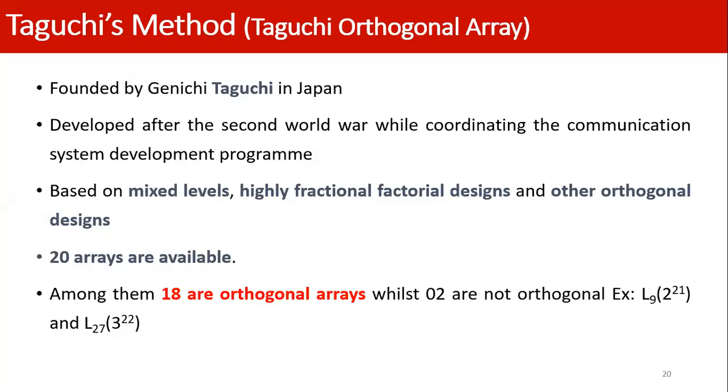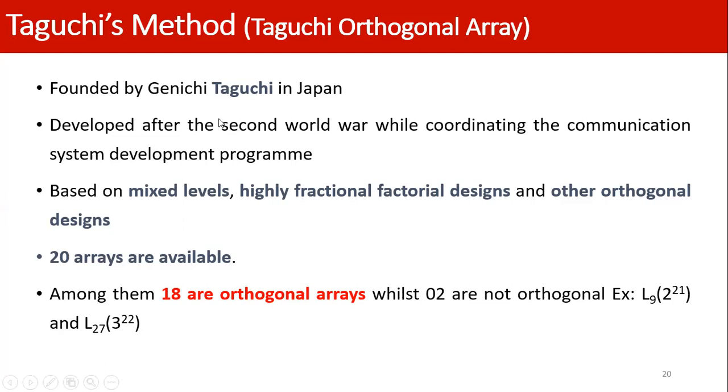And the applications and advantages we discussed. And Taguchi's design, actually he is a researcher and he found this design, Taguchi's design. The orthogonal designs and Taguchi's designs are different. Taguchi's design was found by Taguchi when he was conducting a telecommunication project. So it belongs to orthogonal design. There are 20 arrays, 20 designs available. So out of these 20, 18 are orthogonal, but the other two are not orthogonal, right?